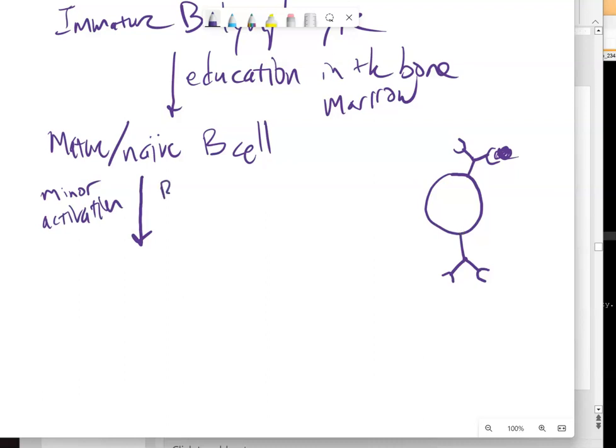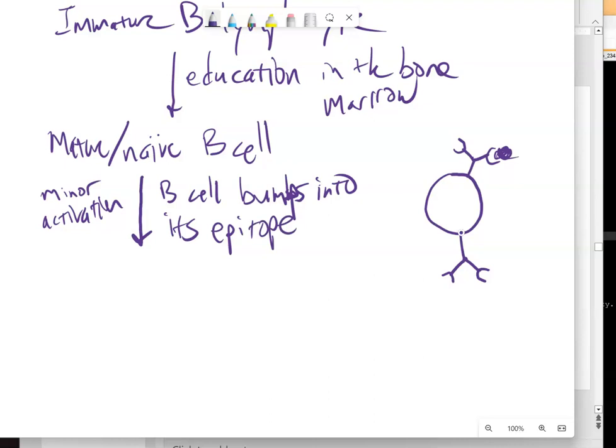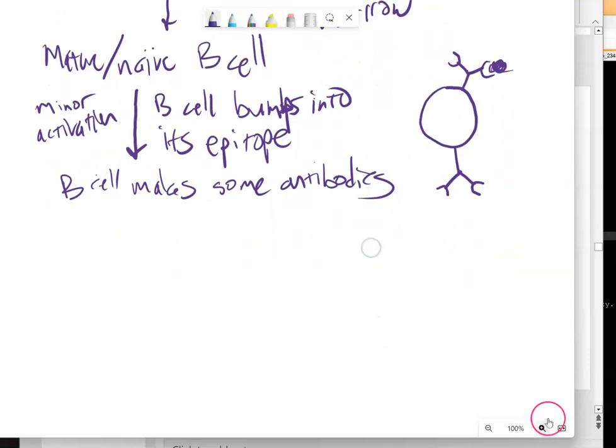This is when the B cell literally bumps into its epitope. This could happen in the blood, in the lymph, wherever that B cell is. If that happens, you get minor activation, and the B cell makes some antibodies. That's all it can do. It can't go through clonal expansion or anything like that.